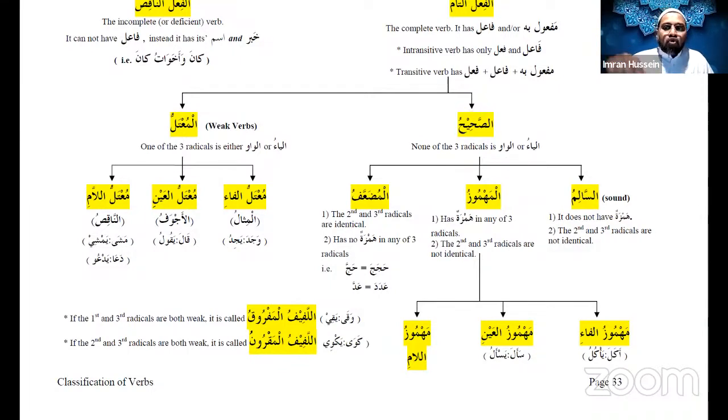Like mu'minuna, muslimuna. So whenever there's a waw, the previous letter should be a dhamma itself. And if the previous letter is a fatha, then the letter after the fatha should be an alif itself. That's the reason why qawala became qala, because the qaf had a fatha. And whenever there is a ya, the previous letter should be a kasra itself. If it is not a kasra but a fatha, then the ya will change to an alif itself.